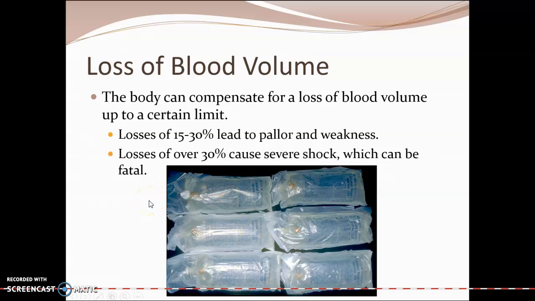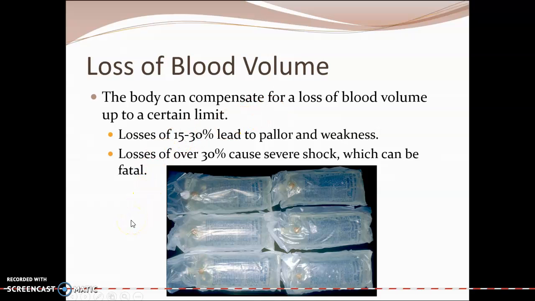If you lose blood volume, so if you get a big cut or a real bad accident and you have an open wound and blood starts to leave your body, if you start to lose about 15 to 30%, you're going to see what's called pallor and weakness. Pallor is when your skin goes pale. You kind of lose the color in your face and that kind of thing. That's pallor.